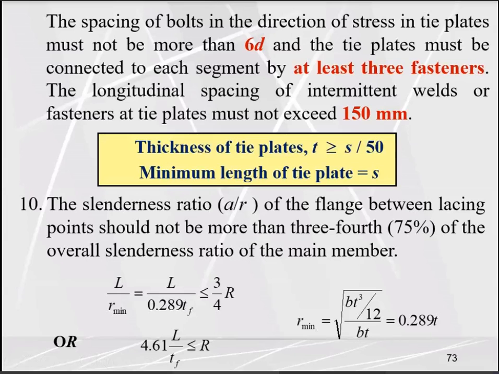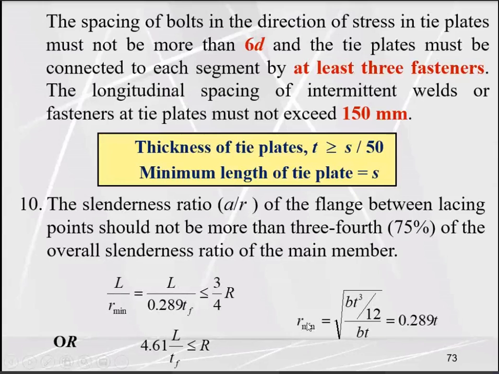For a flat plate as a lacing, if we are only considering the flange, and B is the BF value and T is the thickness of the flange for a flat steel plate, then I minimum will be BT cube divided by 12. If the moment of inertia is divided by the area, which is B into T, we may have the R minimum. B will be cancelled with B and one T will be cancelled with T. So R minimum for a flat plate is equal to 0.289 times the thickness of the flange.